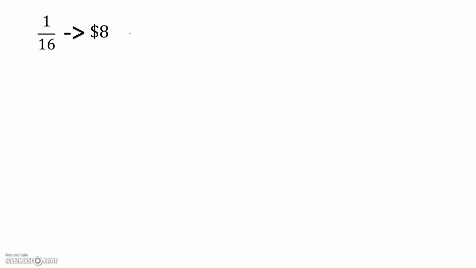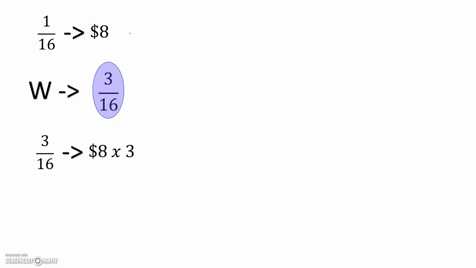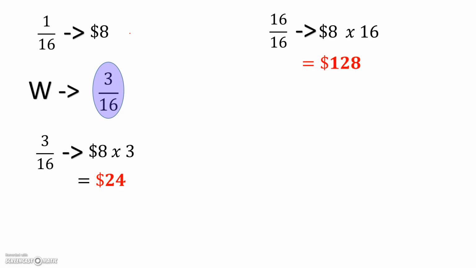Let's continue. Now that you know 1 unit is $8, the question is asking how much the wallet cost. Take a look at the wallet again. If you remember earlier, the wallet was 3/16, which means we want to find 3 units, which will be $8 times 3, giving us $24 as the first answer. For part B, they are asking how much money he had altogether. That means one entire whole, 16 out of 16. So 1 unit is $8, multiply by 16, and you will get your final answer, $128.